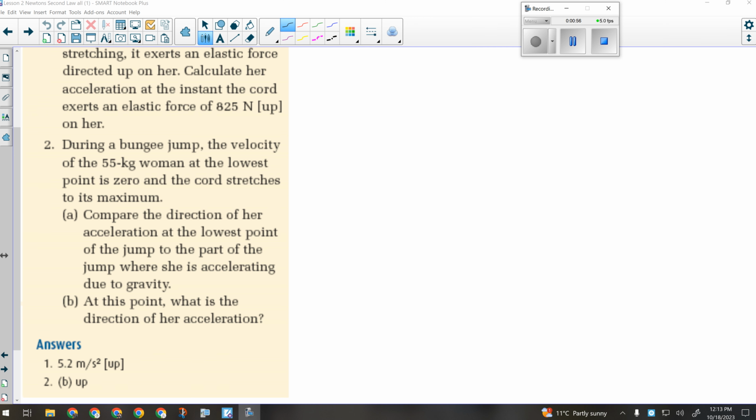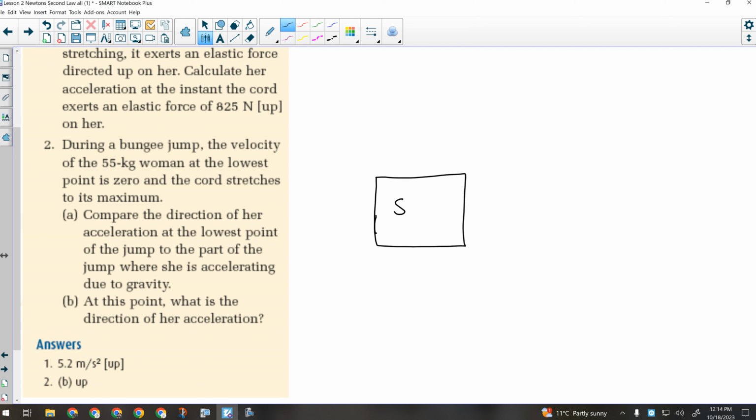Okay, so for part A, it says compare the direction of her acceleration at the lowest point of the jump to the part where she is accelerating due to gravity. So they're asking, when she first jumps off the bridge, her acceleration is obviously which way? Down. But at the lowest point in her jump, which way is she accelerating? Up.